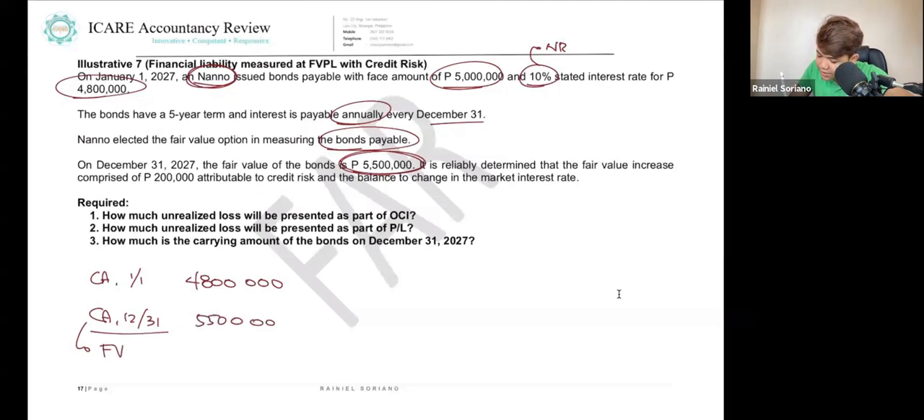So nag-increase yung fair value. Kapag nag-increase ang fair value, ayaw natin yun, utang to eh. So ibig sabihin dito, meron tayong loss. Magkano yung loss?